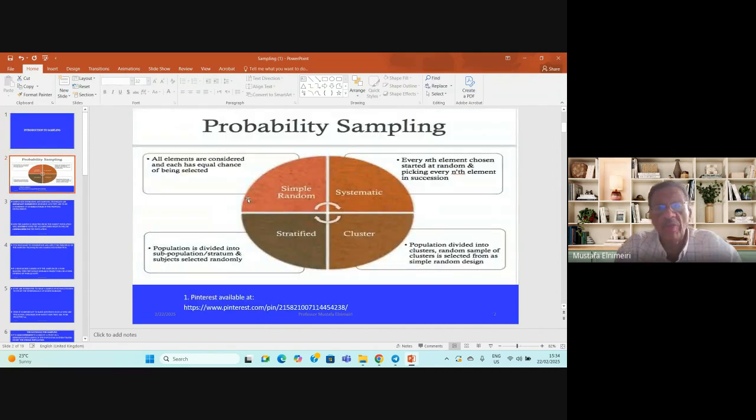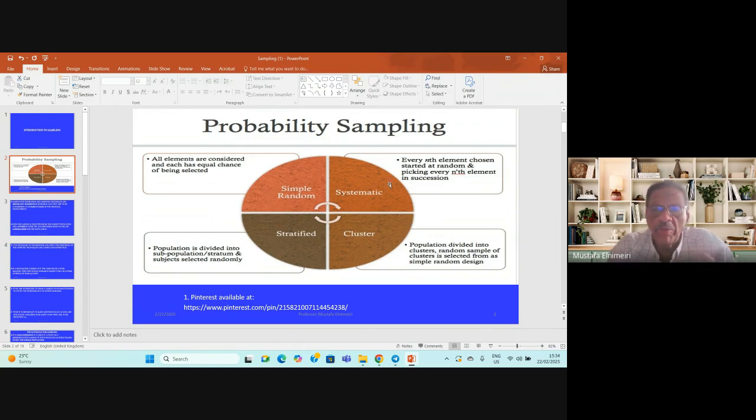If we look at this illustration, we can see that we have about 4 types, and we'll come to discuss this later on. But simply to start with, this illustration is very important so that we can pave the way for understanding what's meant by sampling. For example, in simple random sampling, all elements are considered and each has an equal chance of being selected, while in stratified sampling, the population is divided into subpopulations or strata, and subjects are selected randomly so that the sample will be representative of the whole strata.